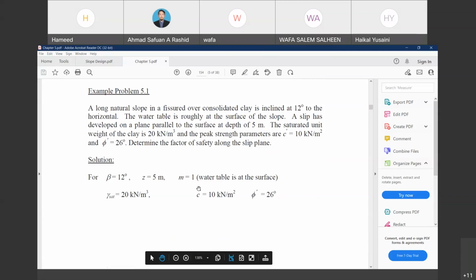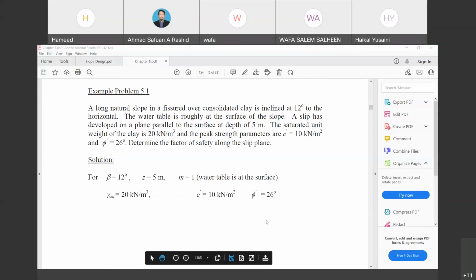Okay, so can we move to another example? Actually, we try to finish at 4. Okay, any question? Doctor.